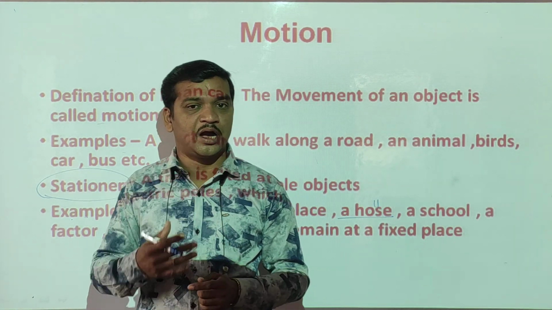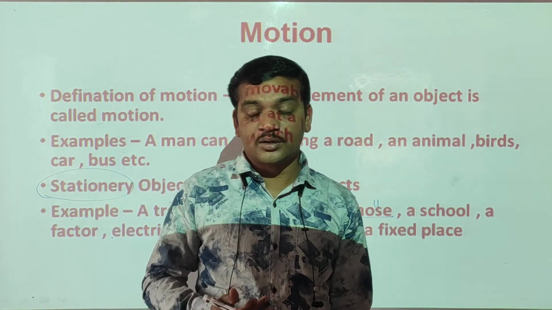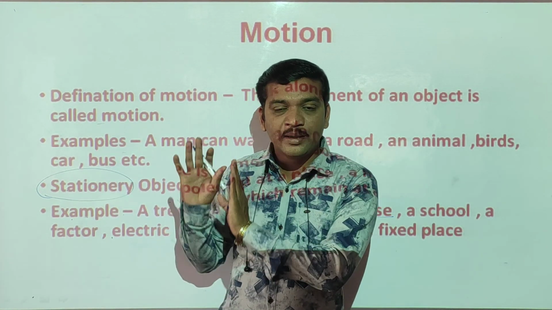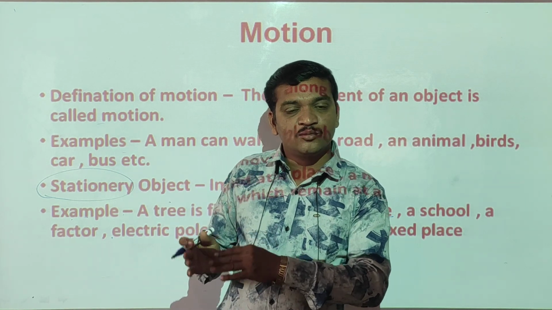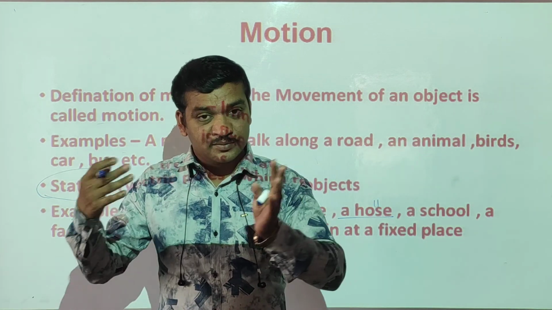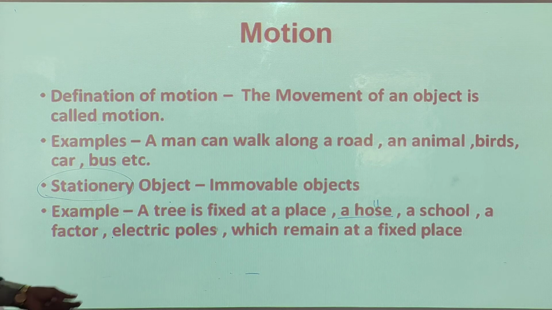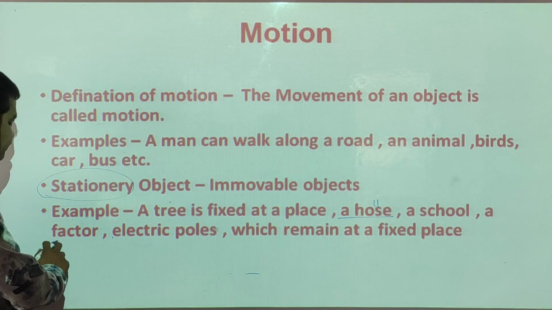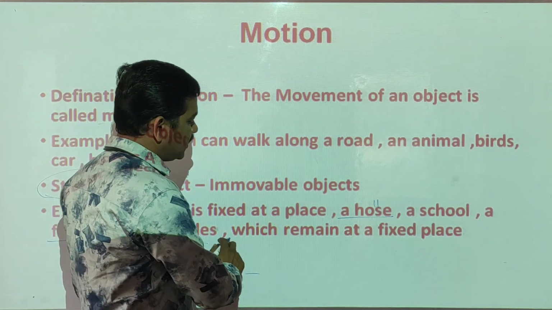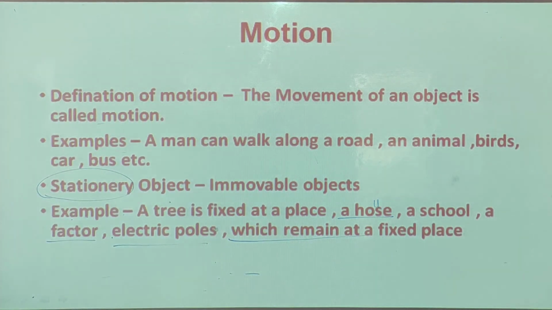Just to give examples: a cow, a horse, a dog, an elephant, a human. Yes or no? So these are movable objects. Aeroplane also, train also, because the train also moves from one place to another with the help of a person. So these are movable objects. And these are immovable objects, for example a factory, electric poles, which remain at a fixed place. Clear, students?